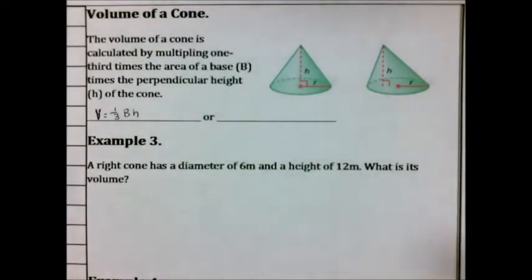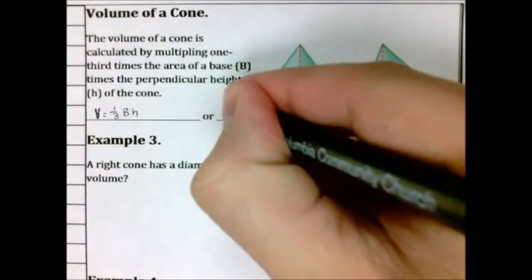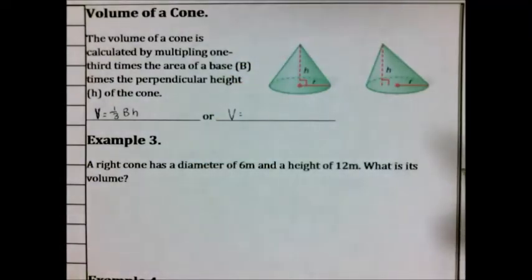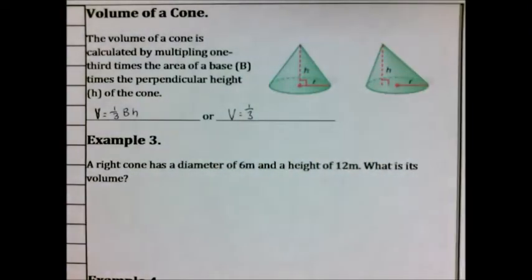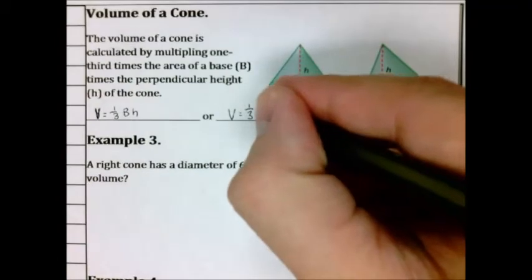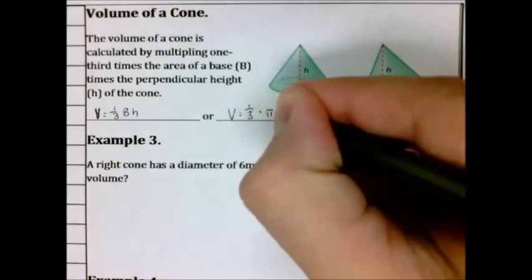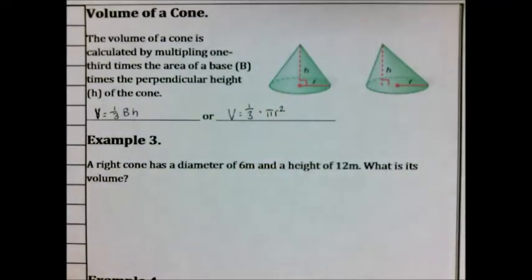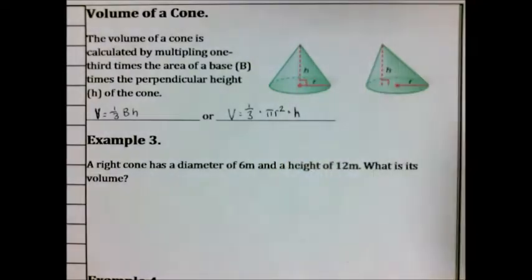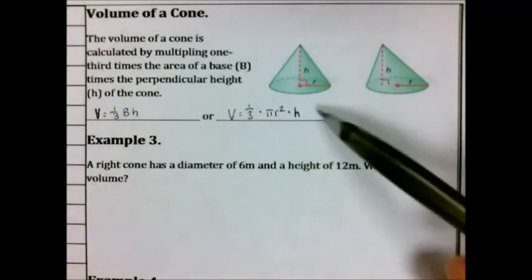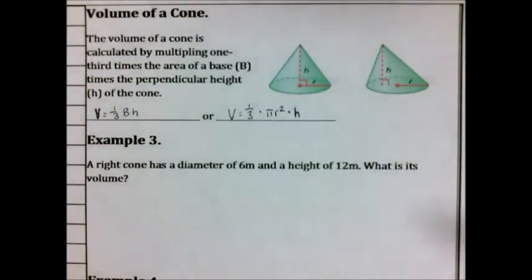However, we can write this one a little bit more specifically because we know that the base of a cone is always a circle. So instead of using B for base, we can write this as multiplied by pi r squared, since pi r squared is the actual formula for the area of a circle. And then finally multiply that by the height of the cone. Remember, this is the perpendicular height of the cone, okay? It's not just the slant height or anything like that, it's the perpendicular height of the cone.